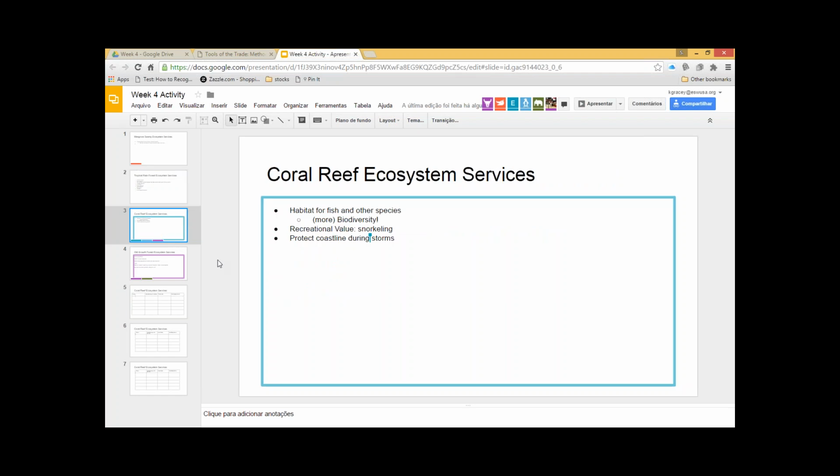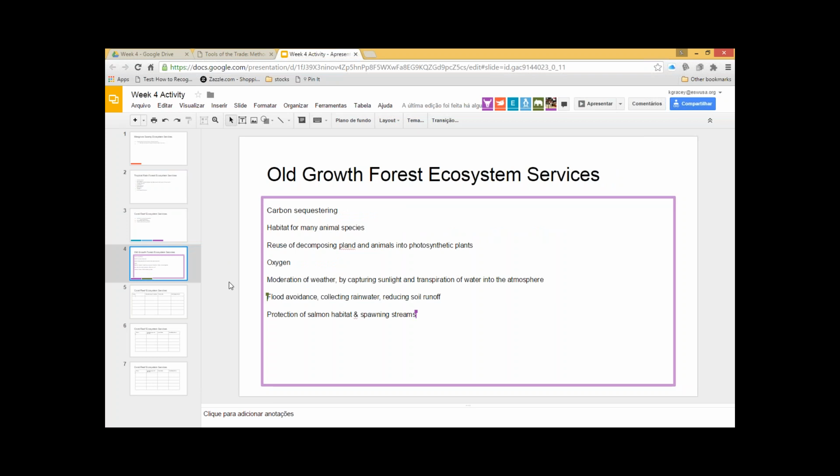And let's take a look at coral reefs. Yep, recreational value. They protect coastlines during storms. Yep, ecosystem buffering, and more biodiversity, habitat for fish and other species. Excellent. And last, old growth forest, carbon sequestration, definitely. Again, a habitat for animals, so biodiversity, and also important to note that, of course, different species live in different kinds of environments. So having multiple different kinds of ecosystems is also important for diversity. If you just had old growth forest everywhere, it's not the same diversity as having all of these things at once.